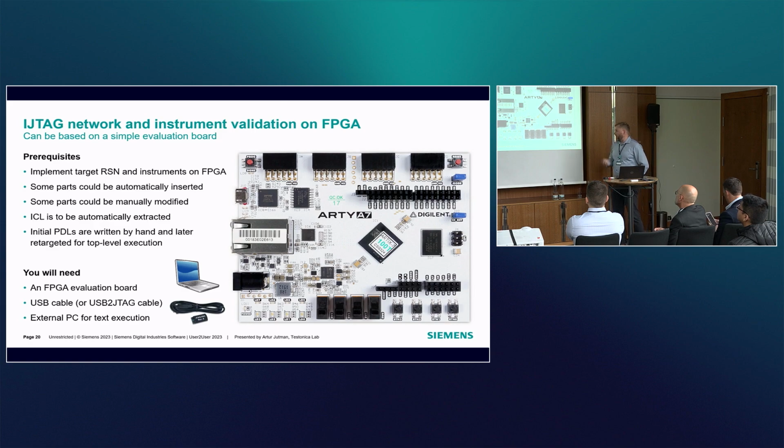Right. So if you want to create your own validation environment or a demonstrator, what you need is basically a simple board with an FPGA. In this case, it's an RTX7 board. A simple USB cable, USB or USB to JTAG. Oftentimes there is a converter from USB to JTAG already on the board, so you just need a simple micro USB cable to establish your environment. And you need an external PC for test execution. This is it.